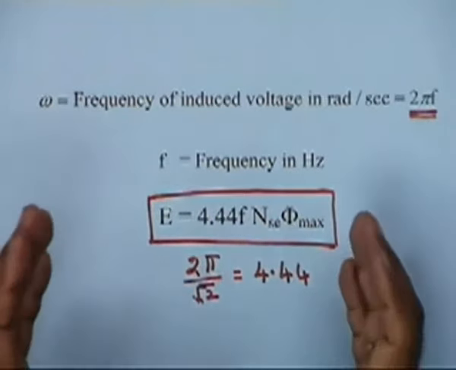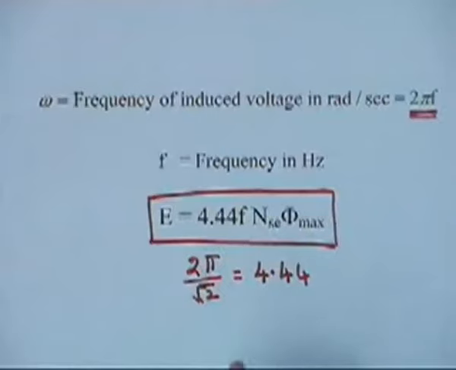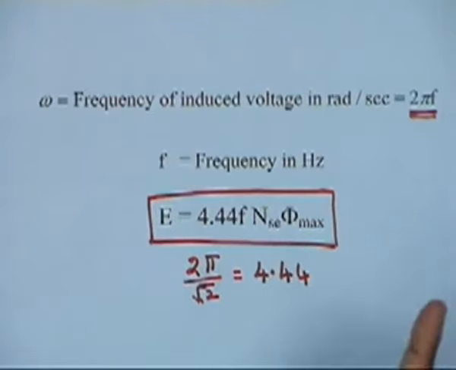Now we know that the RMS value of a generated voltage in a coil is given by 4.44 into f into NSE into phi max. That means the voltage generated is proportional to the frequency, proportional to the number of turns in the coil, and proportional to the maximum flux phi max, which is also equal to the flux per pole. And that flux per pole is decided by the flux density in the air gap, which in turn is decided by the rotor or the field excitation.